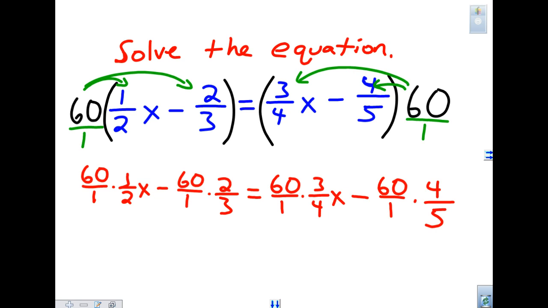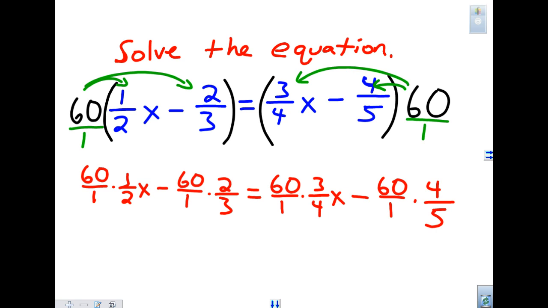So we have 60 times 1/2 x minus 60 times 2/3 on the left-hand side. On the right-hand side, we have 60 times 3/4 x minus 60 times 4/5, and in each case, we're writing the 60 as a fraction. The way I like to multiply these fractions together is I like to reduce first before I multiply. And we can reduce by canceling out anything from a numerator to a denominator.